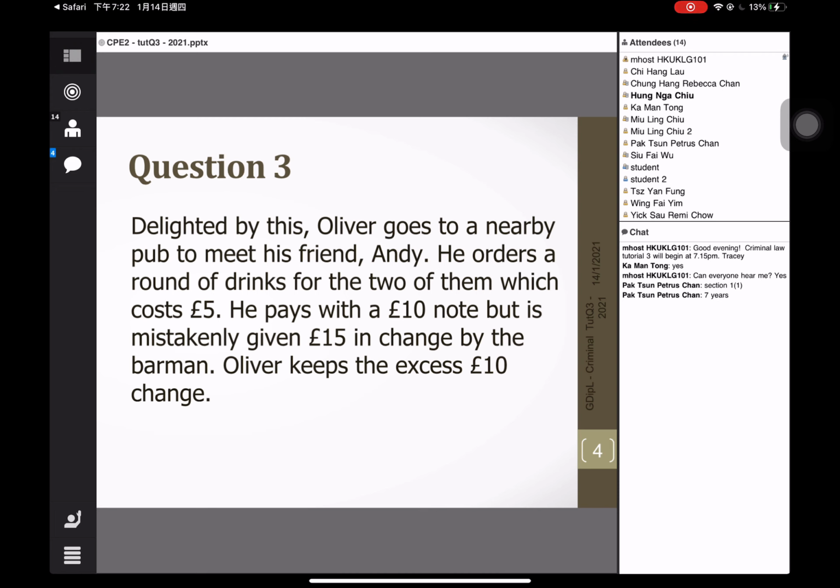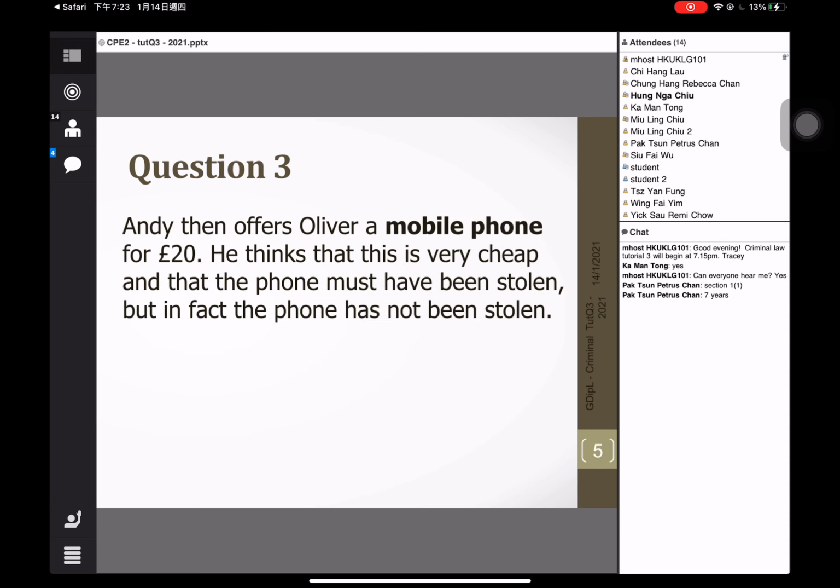But the barman makes a mistake and mistakenly hands back £15, which means that Oliver got £10 too much. So it's the excess money that's the subject matter that we need to consider. Could Oliver be liable for retaining the excess money, the £10? Could that constitute theft? So we'll see what the situation is there.